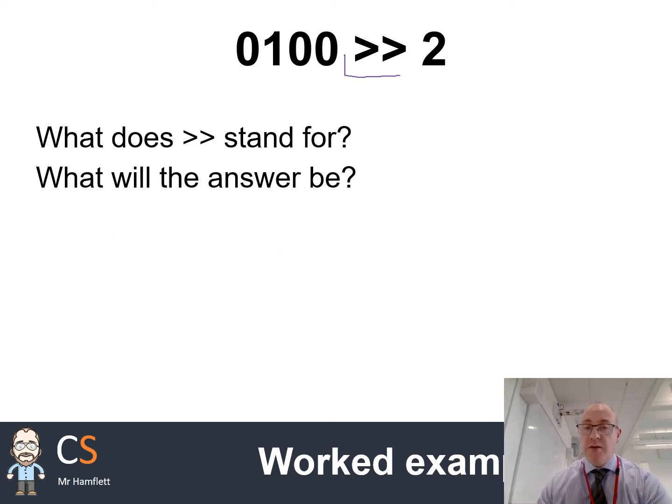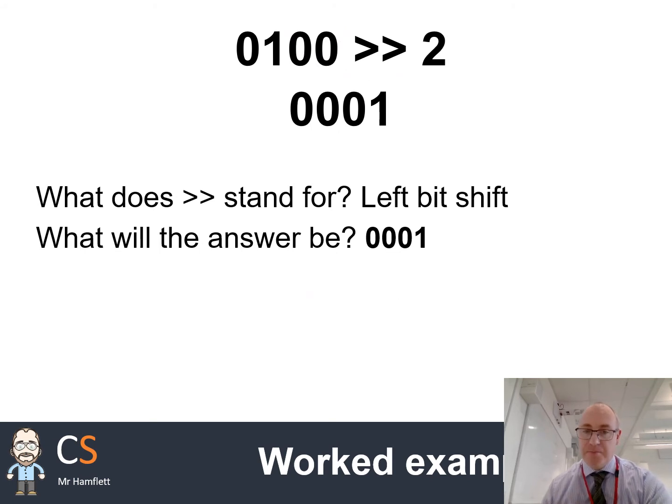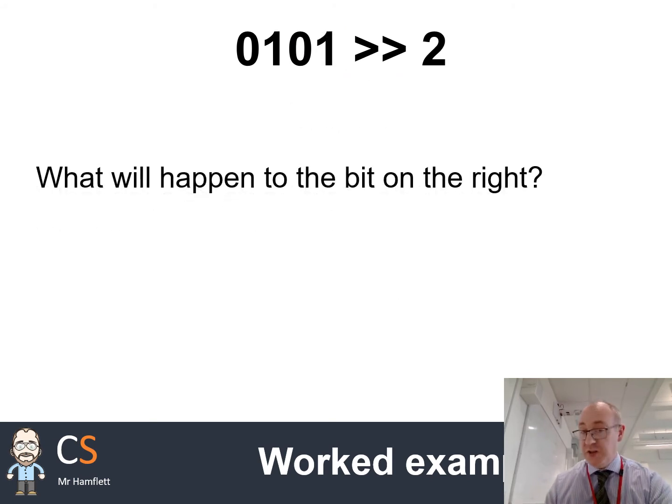So again, we've got a right shift by 2. So what do we do? Well, we're going to get rid of the 2 bits on the right hand side. That's going to leave me 1 0. And I'll add 2 zeros on the other end. 0 0. So when it's a right shift, I delete from the right and I add to the left. Okay, so that leaves me with 0 0 0 1. Okay, and there's the answer. Let's see the next question.